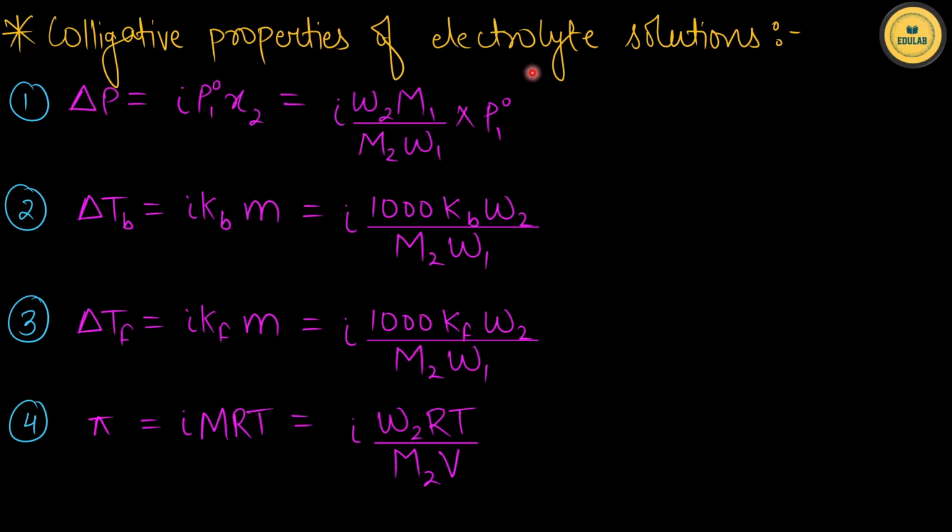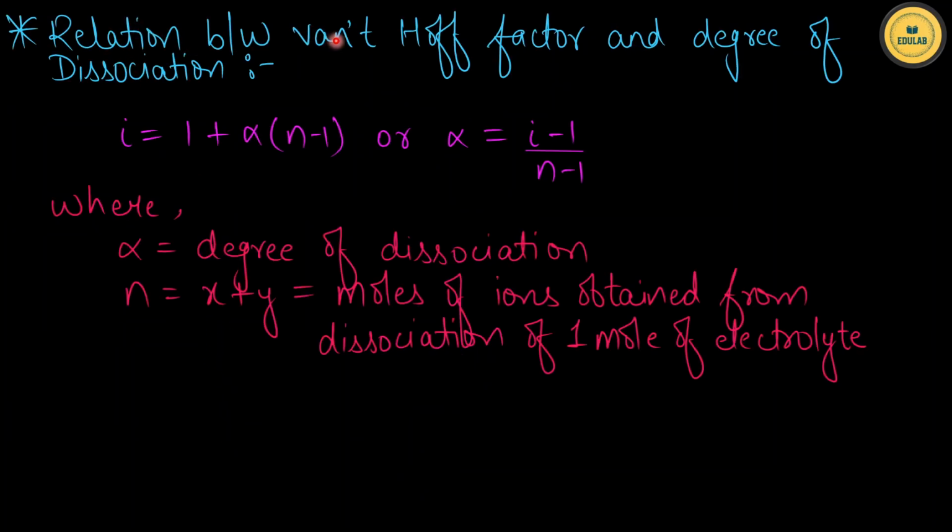Next is the colligative property of electrolyte solution, in which we multiply with the van't Hoff factor to get the colligative properties of electrolyte solution. For example, first one is delta P is equal to i, the van't Hoff factor, into P1 naught into X2, second is delta TB is equal to i into KB into m, third is delta TF is equal to i into KF into m, and fourth is pi is equal to i into M into R into T.